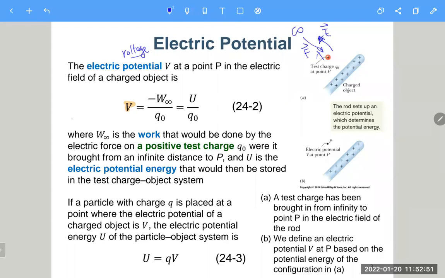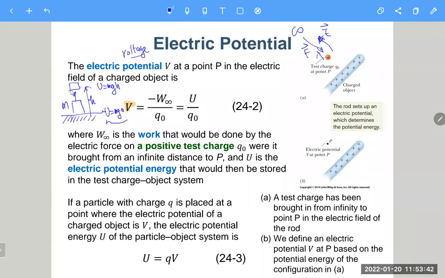So it's somehow like when you learn mechanics. Suppose you have an object with mass M here. We define the potential energy U equals MGH, so with height zero, U equals MG times zero, so you don't have potential energy here. If you lift it to height H, then we will have U equals MGH as the potential energy. Of course you need to do some work to really move it from height zero to height H. That's a similar idea here.